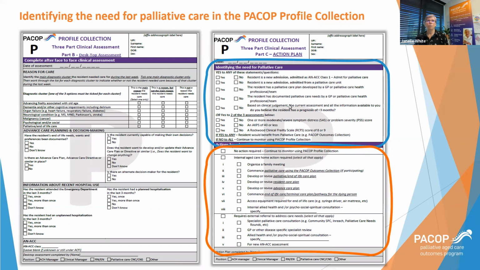The other part of the profile collection is the action plan that's incorporated at the end. And here it helps make those decisions based on the whole of the assessment. This is only part of the 3 monthly assessment that is completed, but you can see here there's a section for commencing the outcomes collection.